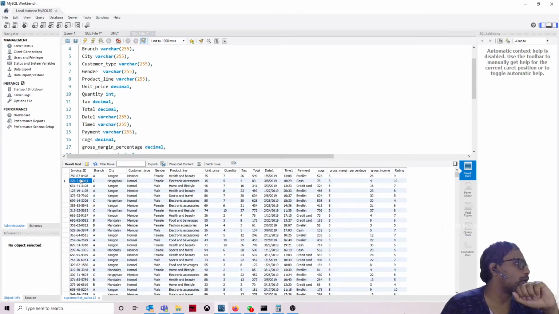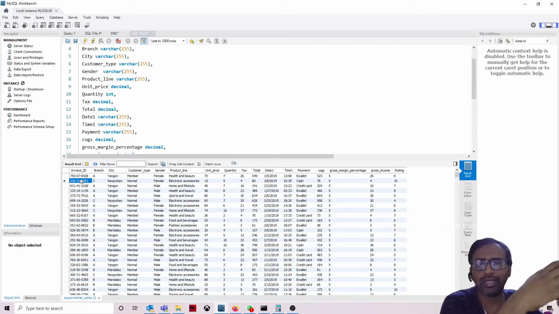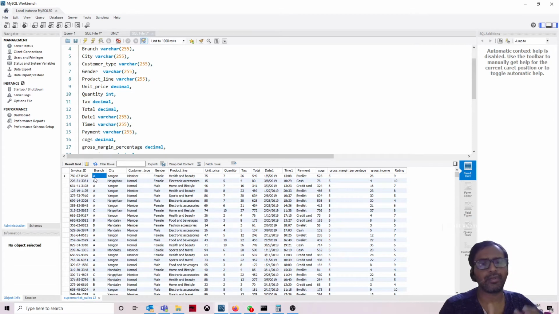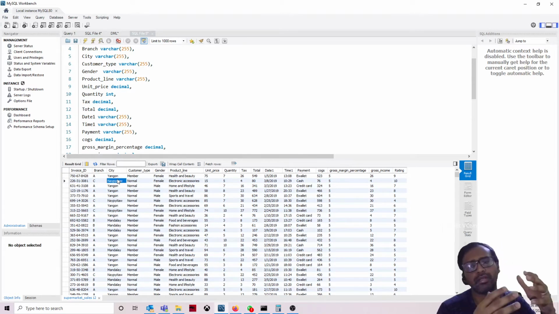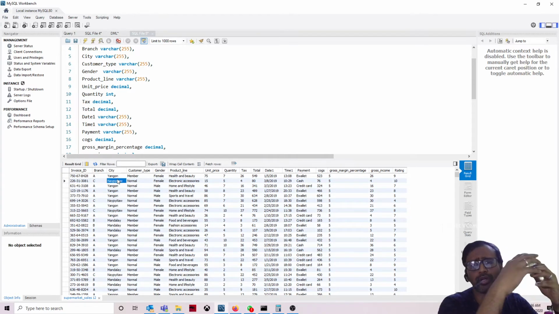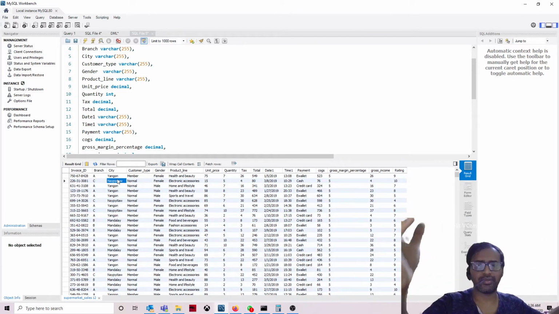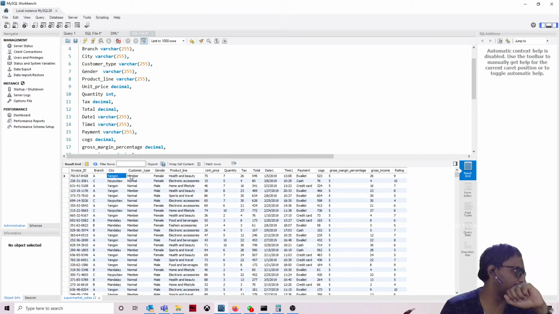Now the invoice ID is nothing but a unique ID for each bill, right? Whenever you purchase some product, a bill will be generated, right? And that bill will have some unique ID that is called invoice ID. And we have a branch. So when you have any shopping mall, you'll have different branches in the same city or different cities, right? You may have your shopping mall in different locations, maybe in the same city, different location, and across different cities, right? And that is what the city says.